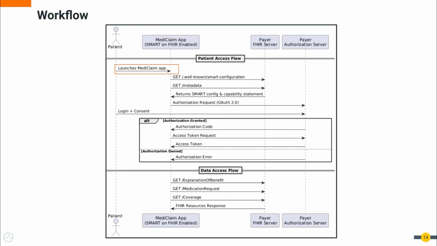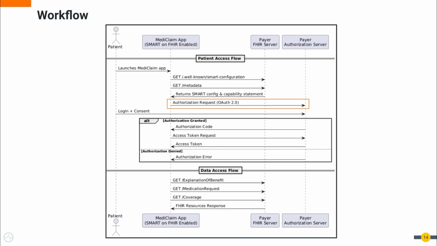Under the hood, the following steps are happening as per the SMART on FHIR specification. SMART configuration discovery. The app sends a request to the payer's FHIR server to fetch configuration details, including the authorization and token endpoints, supported scopes, and capabilities. FHIR capability statement. Next, it retrieves the payer's capability statement to learn what FHIR resource types are available. Authorization request. The app then prepares to redirect Jaksha to UnitedCare's authorization server.